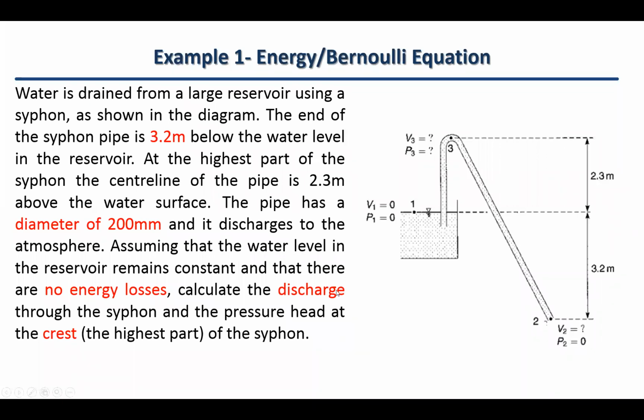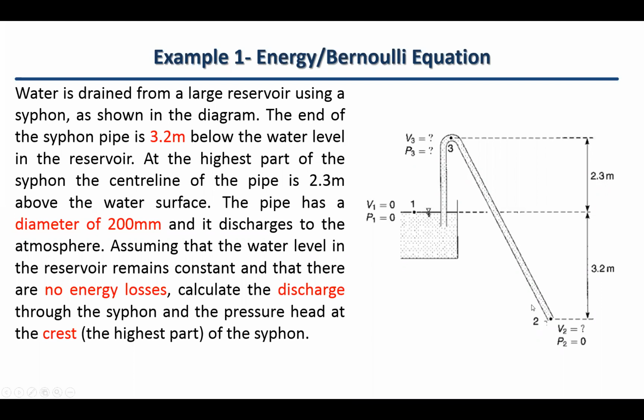Forget about that one. And assume that the water level at the reservoir remains constant. Because the reservoir is very big, this assumption is quite true. And that there is no energy head loss. So imagine there is no energy head loss here, for just abstraction. In reality, that is not the case, but in this chapter, it is the case. In the next chapter, you will learn how to calculate energy head loss easily.